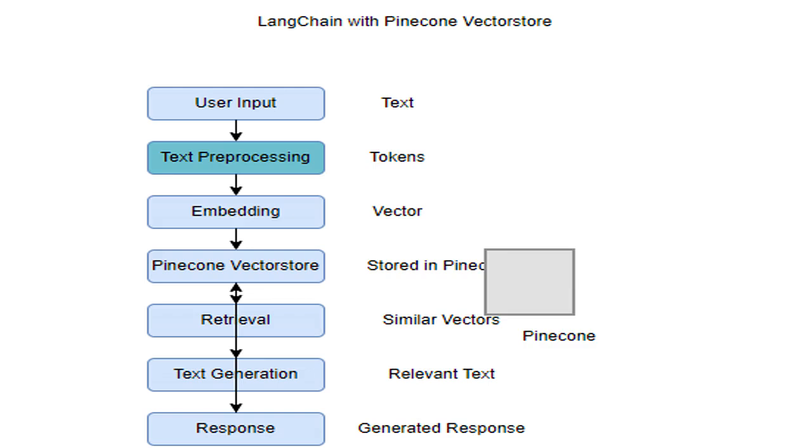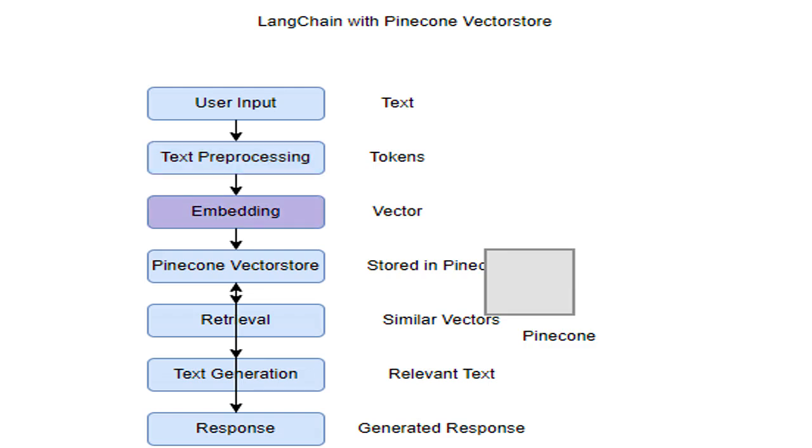Text pre-processing. Transforms raw text into a format suitable for embedding. Tokenizes, cleans, and normalizes the input text. Receives input from user input and sends processed text to embedding. Prepares the input for embedding.